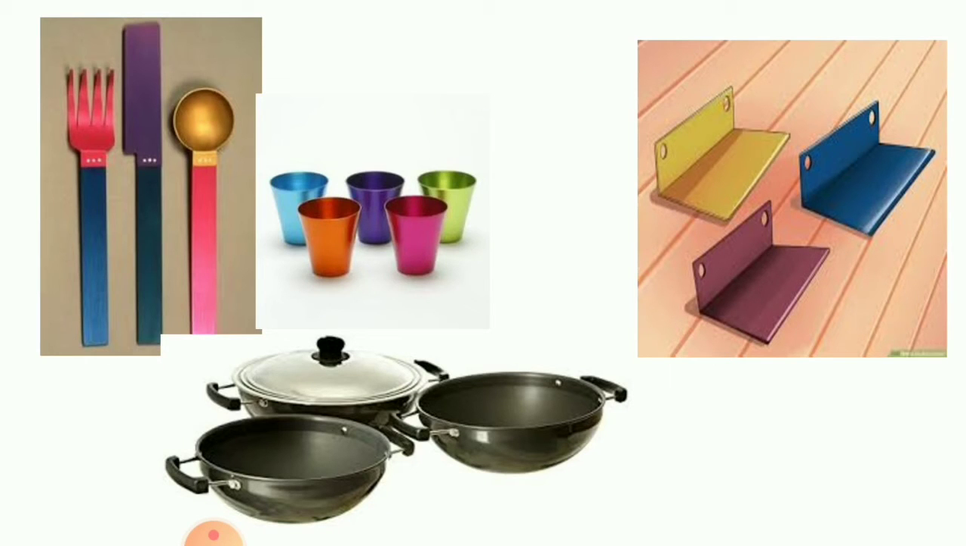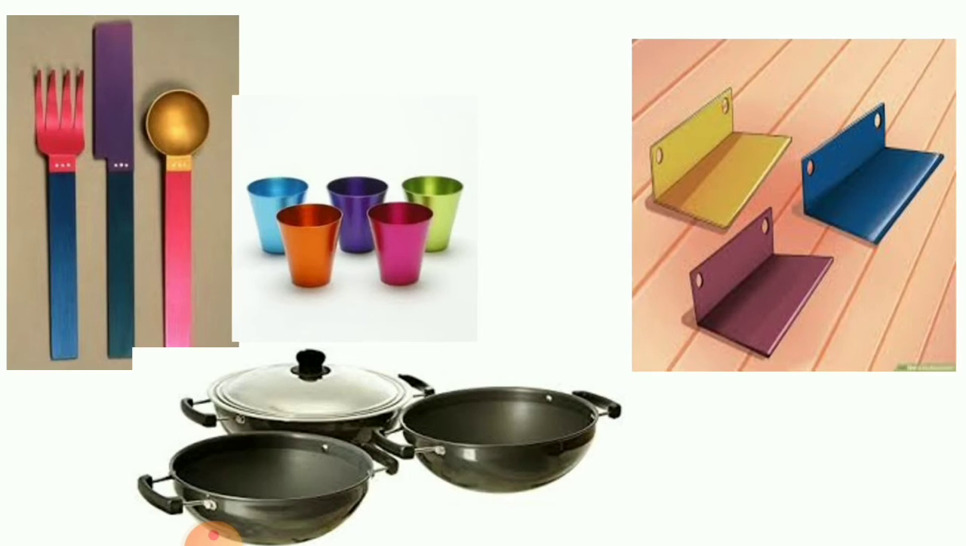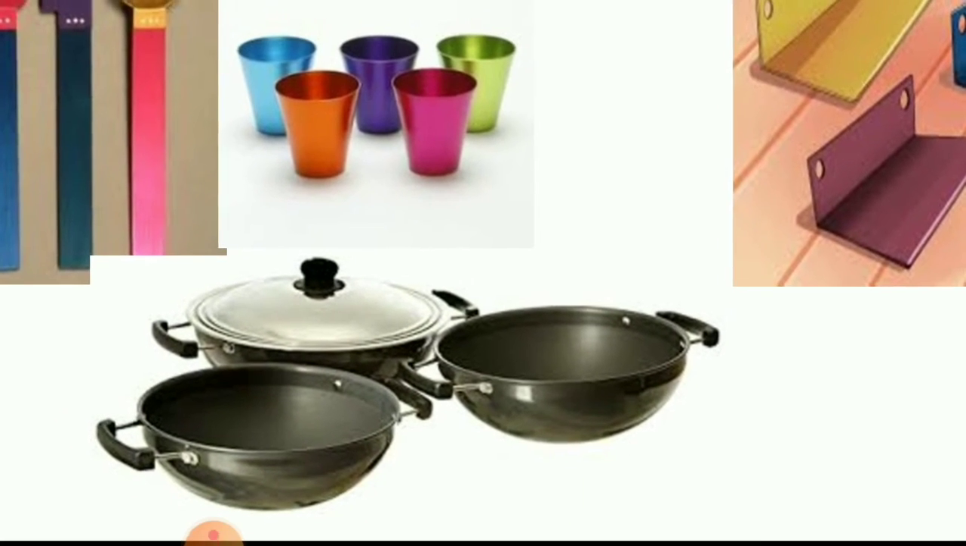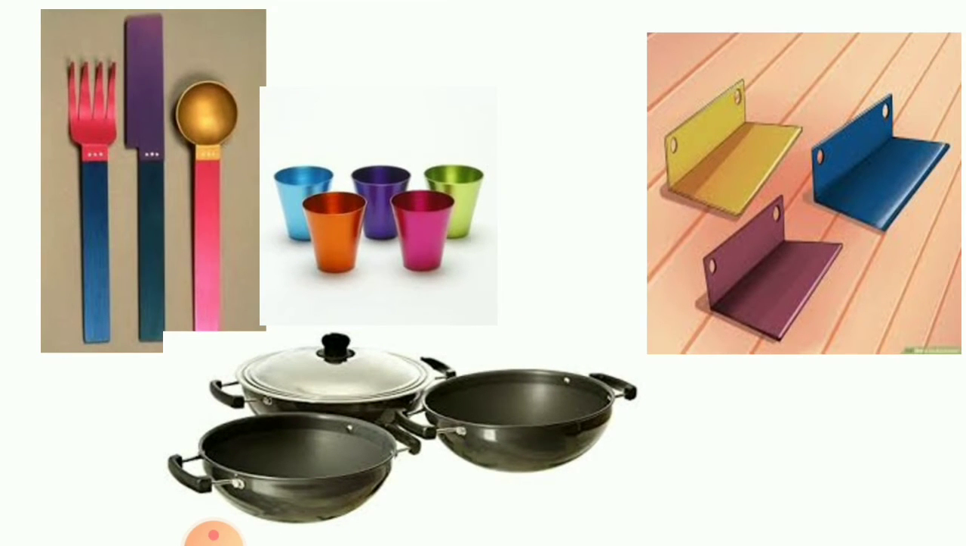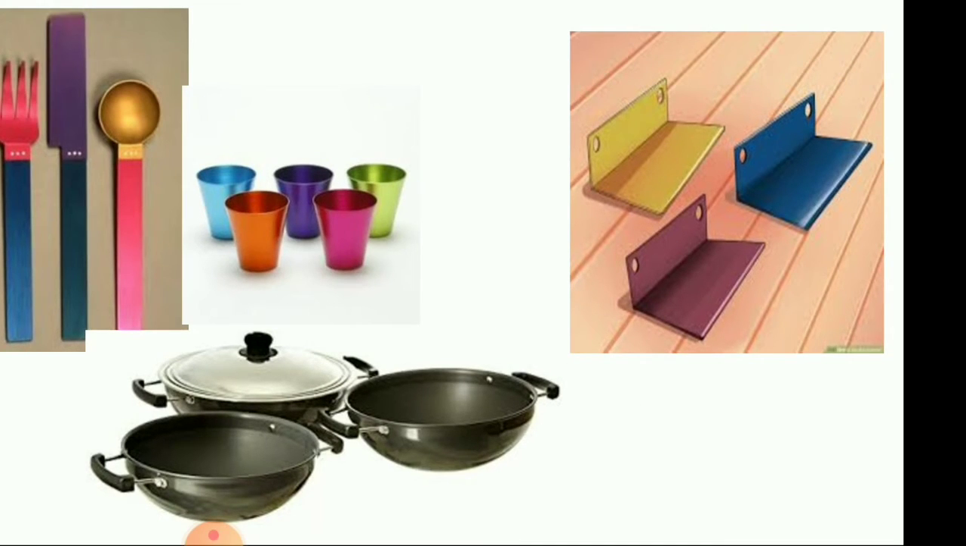See, these are the anodized articles. These are the hinges on the right hand side, the glass, your spoons, utensils, with a hard coating. These are all anodized articles, but inside they are either copper or aluminium.